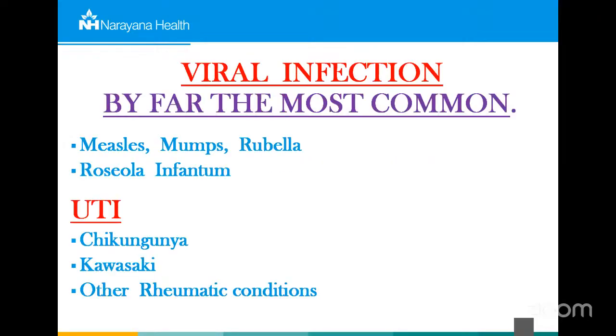Viral infections are by far the most common. Measles, mumps, rubella are much less now because of vaccination. Roseola infantum, Mandar covered, and this Nehal too. Chikungunya again is mentioned. It doesn't do much to children except pain. Kawasaki is important if the fever is really prolonged. C-reactive protein is extremely high. Platelets are persistently high. Please, please, please think of Kawasaki and other rheumatic conditions. But again, this is the time then to refer the child.